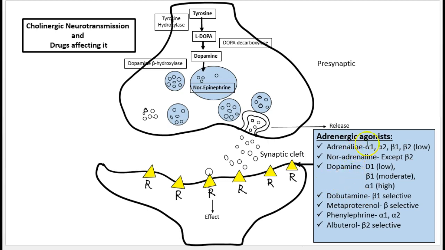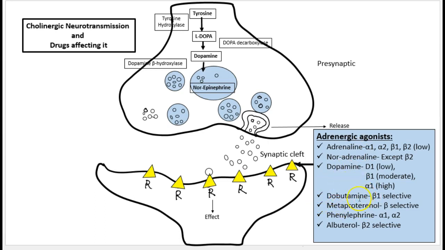A similar dosage action you can also see with epinephrine, because epinephrine at low dose has more action on beta 2 as compared to alpha 1. But at a higher dose, moderate to higher dose, more action is seen on alpha 1 receptors.